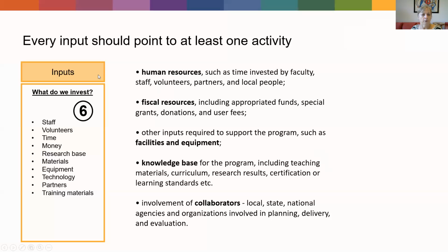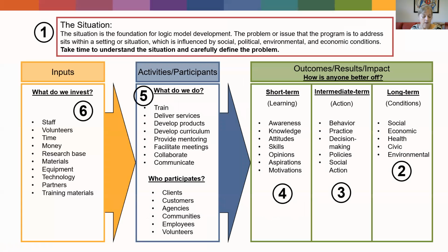And again, I'm going to reiterate this linking aspect. So every input should point to at least one activity. And yeah, that keeps everything connected. So there it is. That's the ends to means, starting with the situation and outcomes. Outcomes being the ends, moving right to left to get to the means.